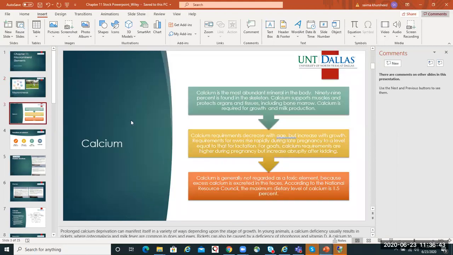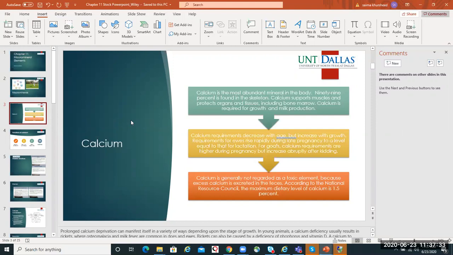Starting with calcium, which is the most abundant mineral in the body. It has been found that 99% is found in the skeleton. Calcium supports muscles and protects the organs and tissues, including the bone marrow. It's required for growth and milk production. The calcium requirement decreases with age, but increases with growth. Requirements for ewes rise rapidly during late pregnancy to a level equal to that for lactation. For goats, calcium requirements are higher during pregnancy, but they increase abruptly after kidding.